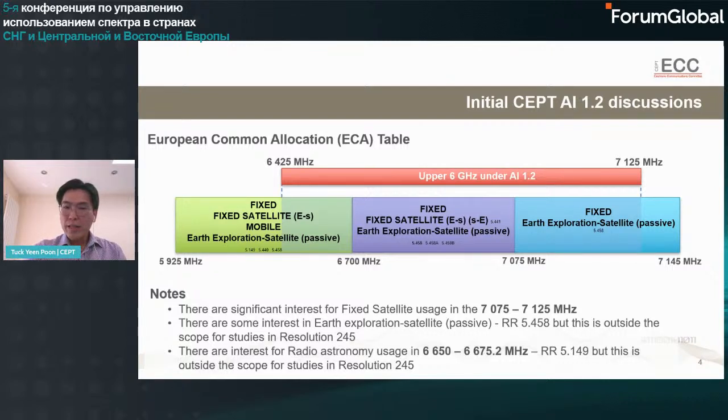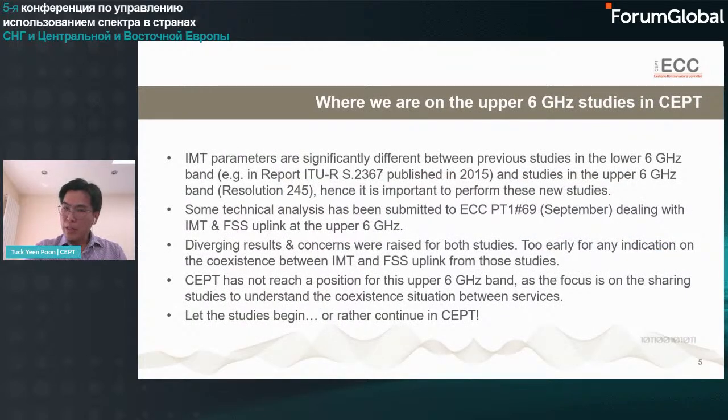If you move on to the last slide, this is going to be quite simple because we are still at a very early stage of the process in the sharing studies. I just want to highlight a few points. There were IMT parameters previously, for the lower 6 gigahertz band, as shown in Report ITU-R M.2367, published in 2015. But the studies we are doing now are on the upper part of the 6 gigahertz band, according to Resolution 245, and there are some significant differences in the IMT parameters. It is important to acknowledge this and perform the studies based on these new parameters.